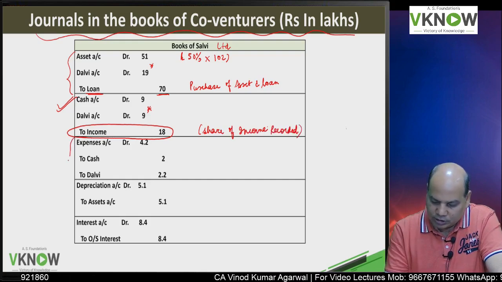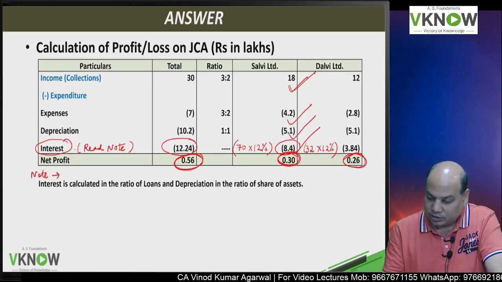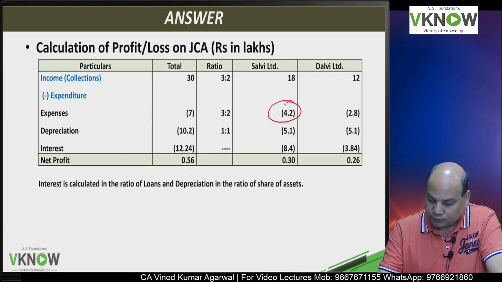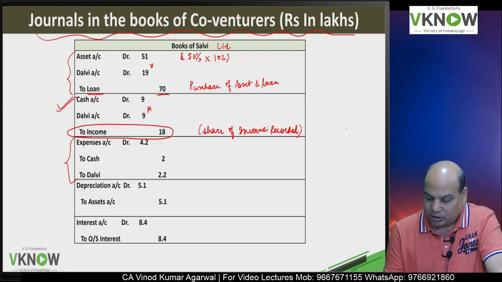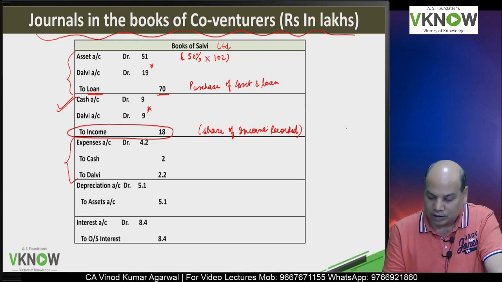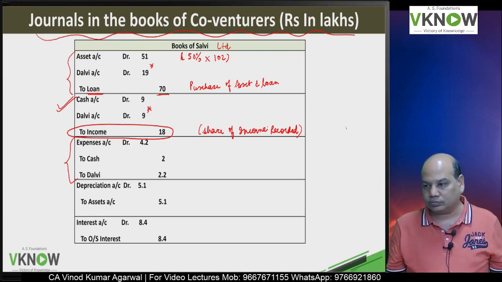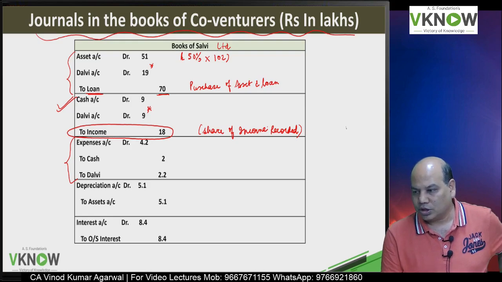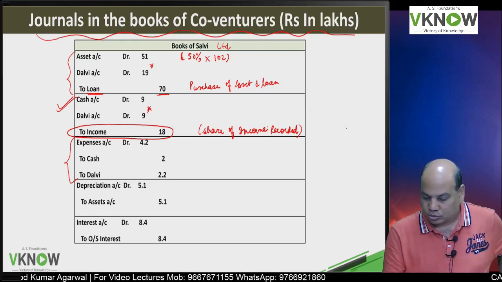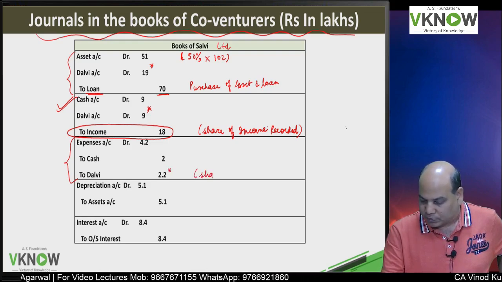Then similarly, share of expense. You can look at the above table. Share of expense is 4.2. So we are going to record 4.2, but we have paid only 2. So the remaining amount will be credited to Dalvi. Expense account debit 4.2 to cash account 2, to Dalvi 2.2 balancing figure. Share of expense recorded.